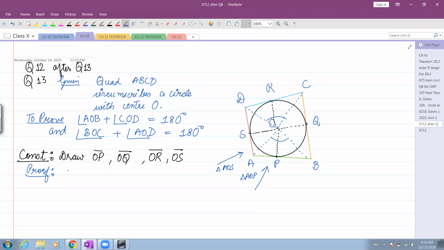Let's write down. In triangle AOS and triangle AOP, AO is equal to AO, this is the common side. OS is equal to OP and AS is equal to AP.